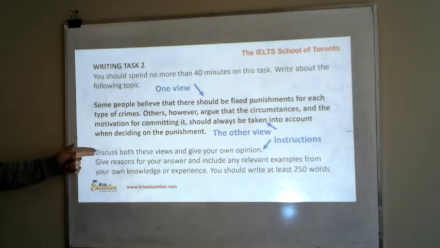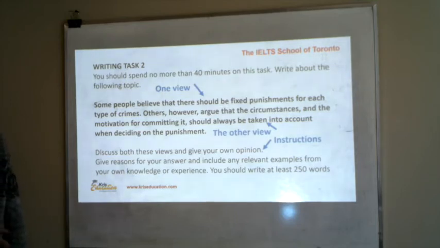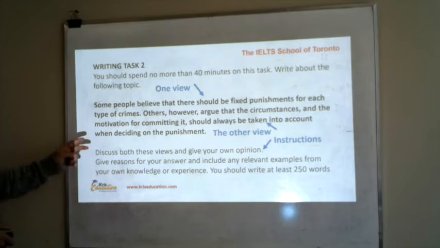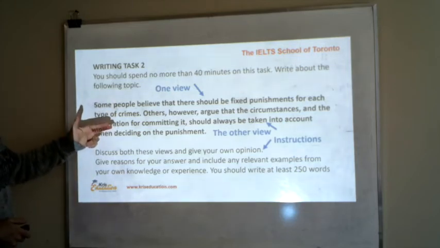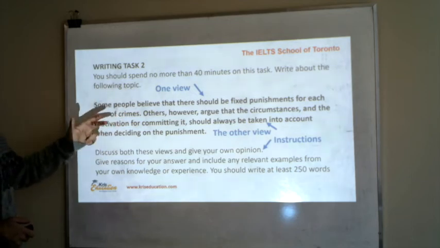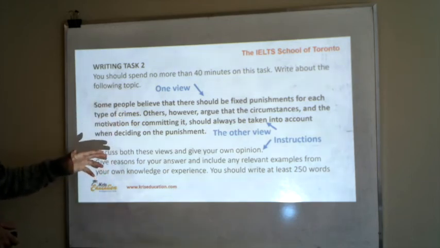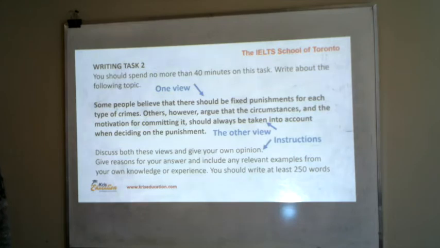And at the bottom, you can see the instructions. In this case, the instructions are saying, discuss both these views and give your opinion, which means you do need to discuss each of these views, 2 arguments per each view in your body paragraphs before you give your opinion.